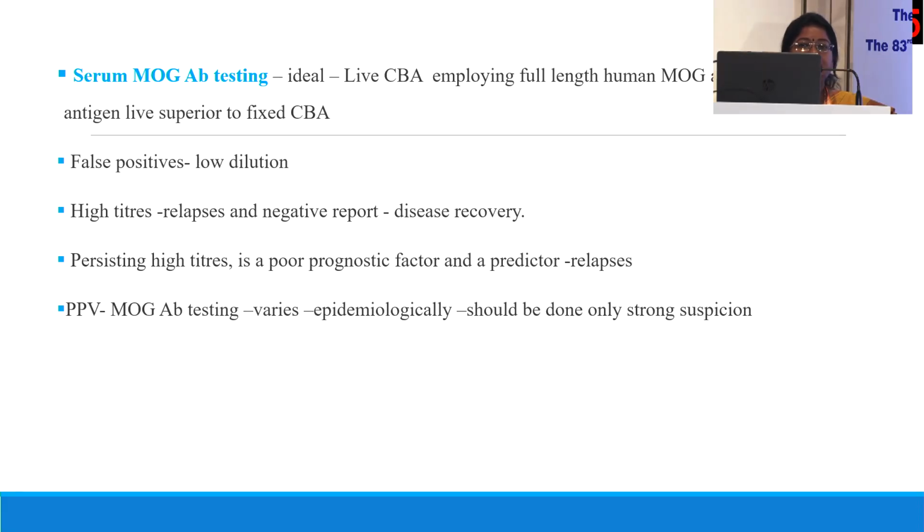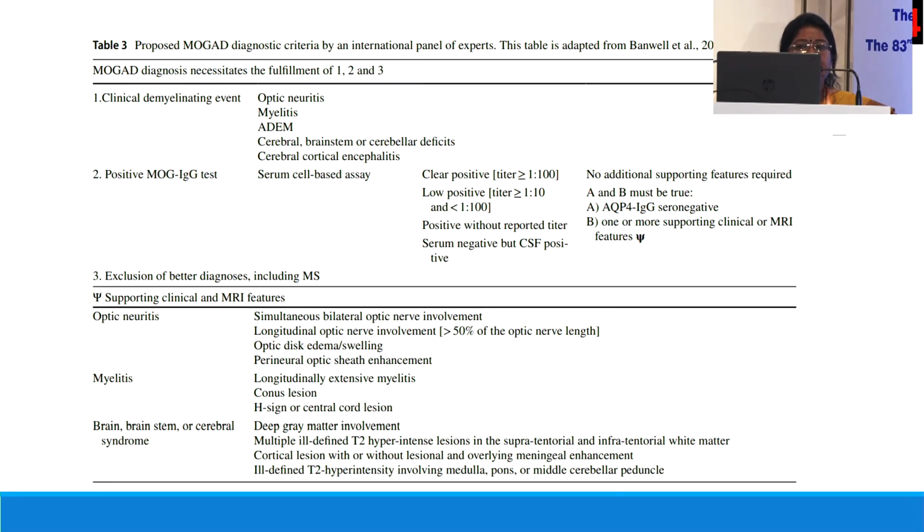And persisting high titers, as I mentioned, is a poor prognostic factor, and it also predicts the relapses of the patient, which can happen down the line when you are going to taper down the medications. And the positive predictive value of MOG testing will definitely vary depending on the epidemiological background to a certain extent. And ever since Banwell et al. had come up with this diagnostic criteria for MOGAD, it is quite clear what type of optic neuritis we are going to brand as a MOGAD spectrum of optic neuritis.